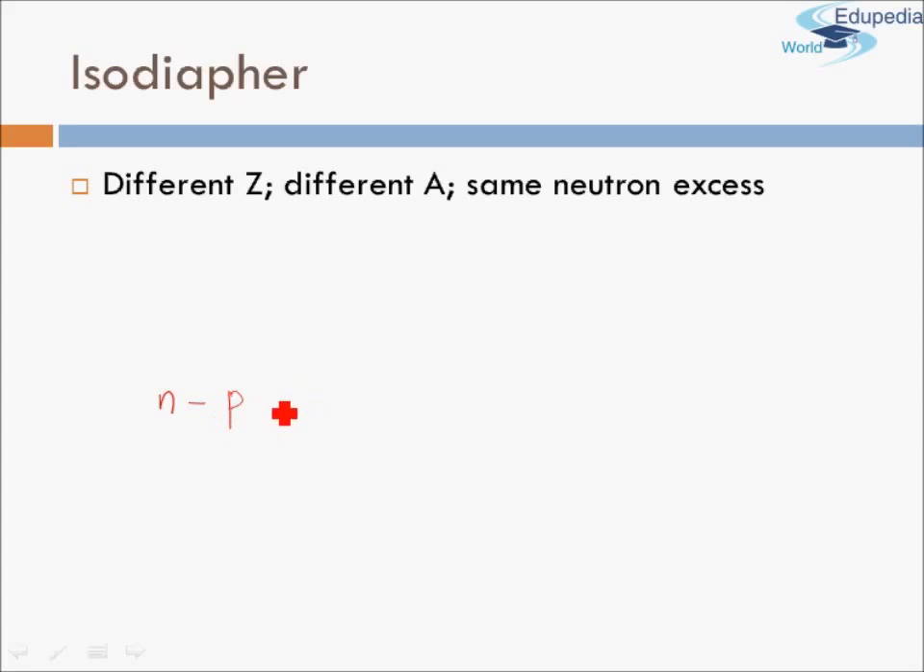So this neutron excess is n minus p. How do you calculate the number of neutrons? I calculate it by taking the mass number and subtracting the atomic number from it. So A minus Z is the number of neutrons, and the number of protons is simply Z. This means A minus 2Z is the neutron excess in an element. So atoms of different elements having the same neutron excess, or the same value of A minus 2Z, are called isodiaphers.